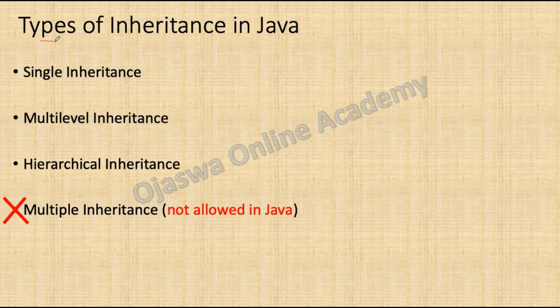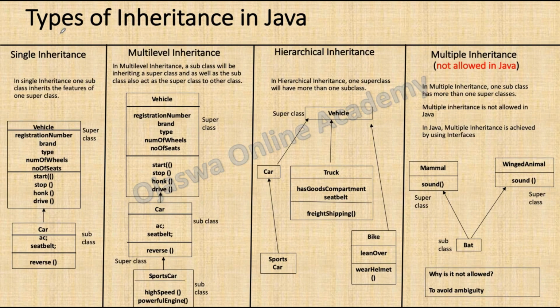Types of inheritance. There is single inheritance, multi-level inheritance, hierarchical inheritance, and this type, multiple inheritance, is not allowed in Java. Java does not allow multiple inheritance. Java only allows single, multi-level, and hierarchical inheritance. So this diagram will give a complete picture of the types of inheritance.